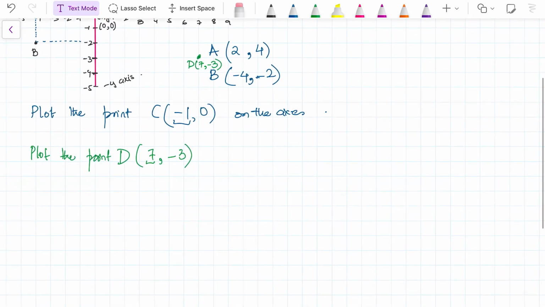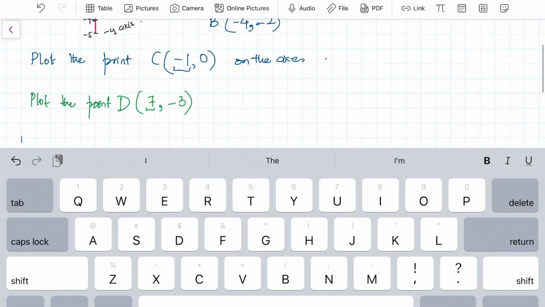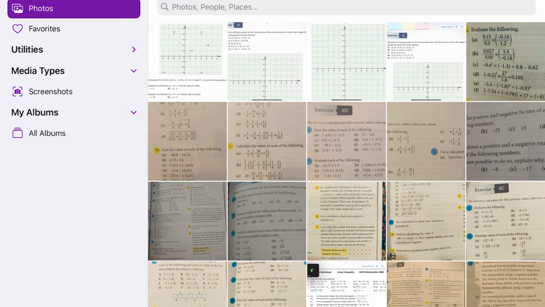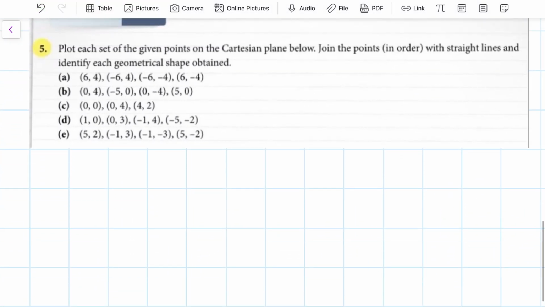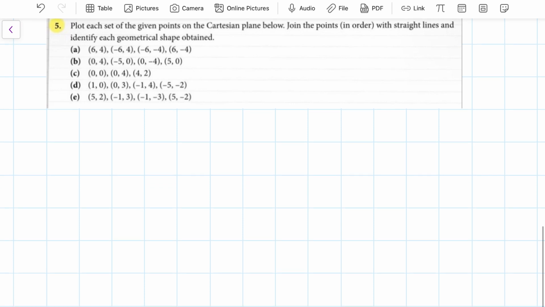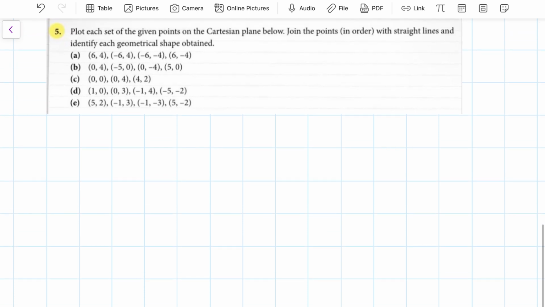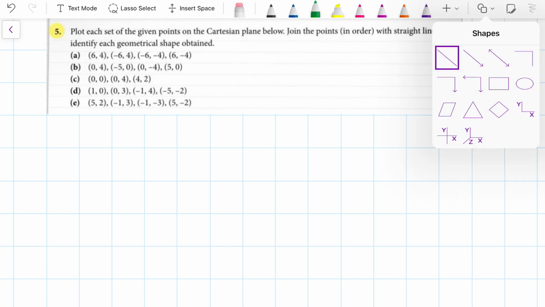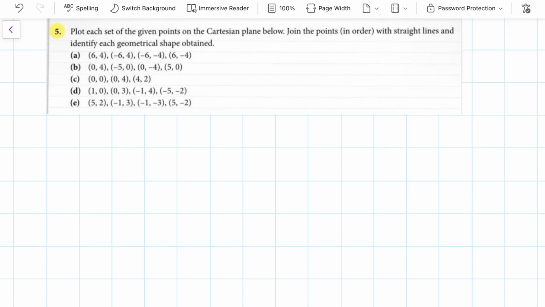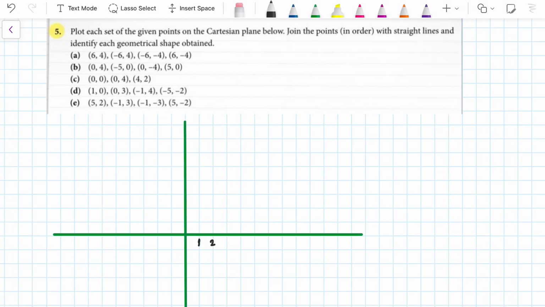Let's do a couple of questions. We are following book 2 now, Think Maths. Book 2, this is the first chapter. Plot each set of the given points on the Cartesian plane below and join them in order with straight lines and identify each geometrical shape. Alright, very interesting question. Let's draw the lines. 1, 2, 3, 4, 5, 6, 7, 8, 9. See how I'm labeling? I'm using the blue lines to label.